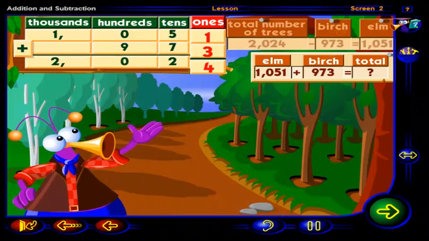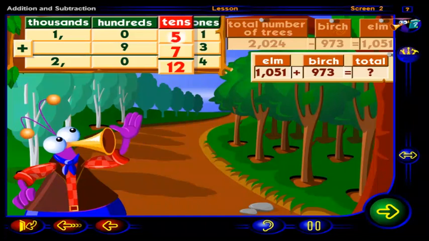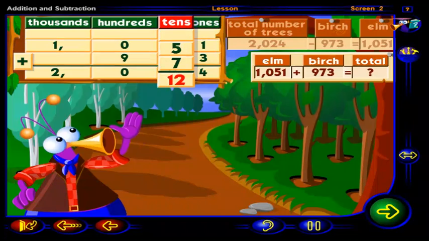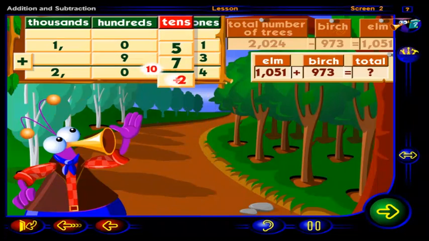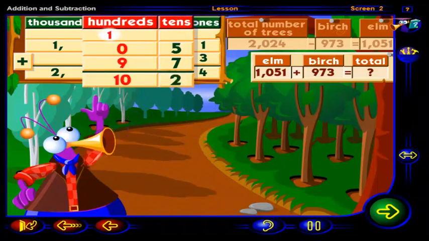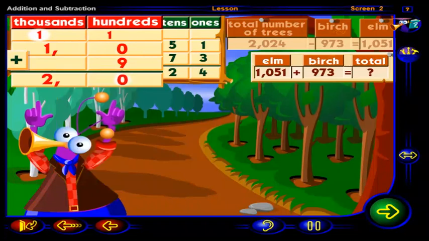In the ones place, 1 plus 3 is 4. And in the tens place, 5 plus 7 is 12. 12 can be rewritten as 10 plus 2. And since 10 tens is 100, we can leave the 2 here and write a 1 here in the hundreds place. In the hundreds place, 1 plus 0 plus 9 equals 10, which we can regroup as 1,000 and 0 hundreds. 1 plus 1 is 2.